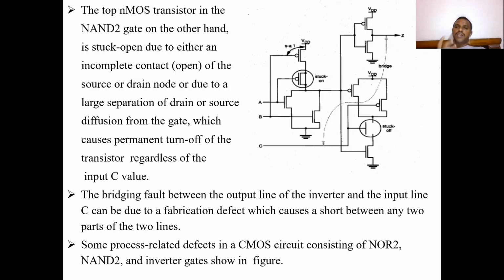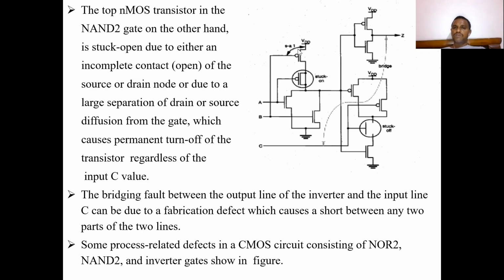These will be obtained at the time of fabrication defects. Okay, so the bridging faults between the output line of the inverter and the input line C can be due to a fabrication defect which causes a short between any two parts of the two lines. Some process related defects in a CMOS circuit consisting of NOR2, NAND2 and inverter gates are shown in the figure. That means while processing or fabricating these gates, there will be problems or faults obtained. That is what we have shown here.